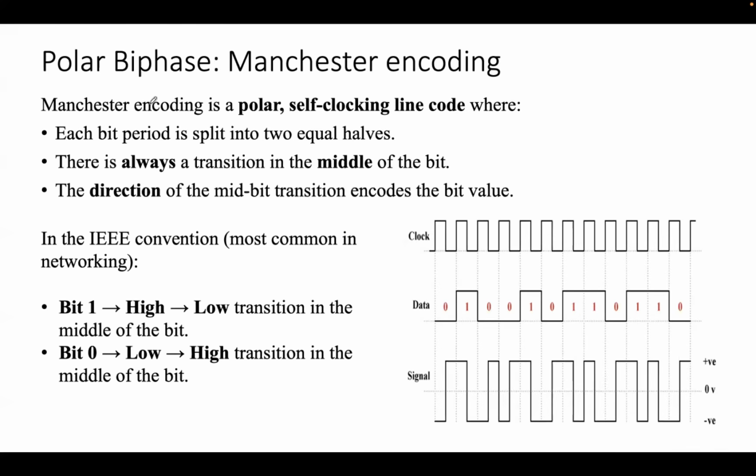Next one is polar biphase Manchester encoding. So Manchester encoding is a polar self-clocking line code where each bit is split into two equal halves.